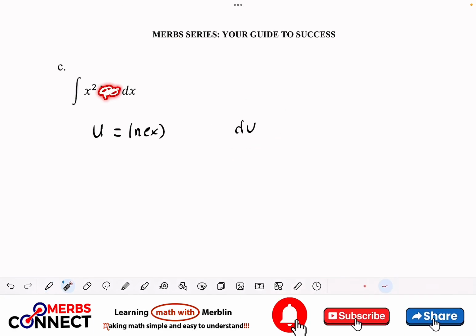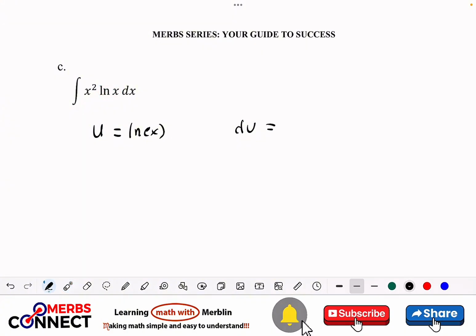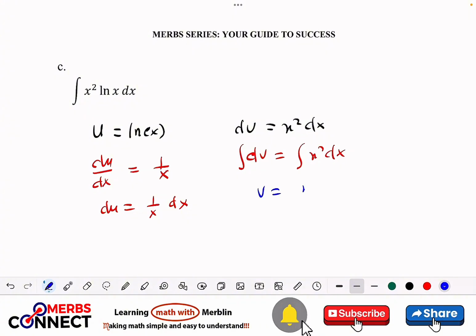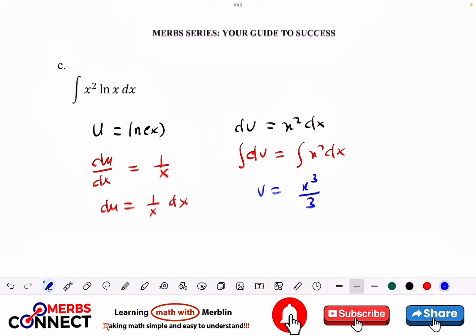So I've taken this one out. What is left? x squared dx. So v prime is equal to x squared dx. Good. So what is du over dx? When I differentiate ln x, I have 1 over x. So du will be equal to 1 over x dx. Let's find v. So integrate both sides. This is going to give us v to be equal to x to the power 3 divided by 3, right?